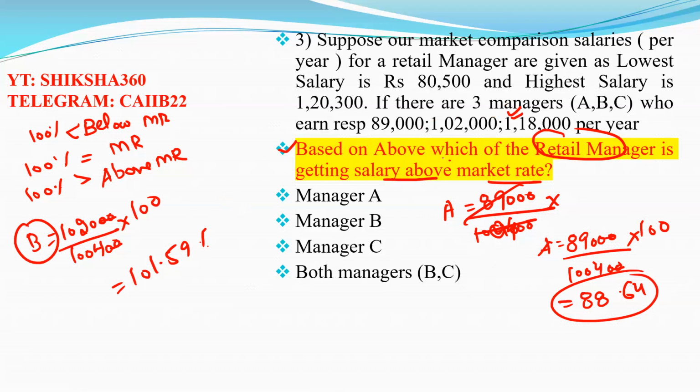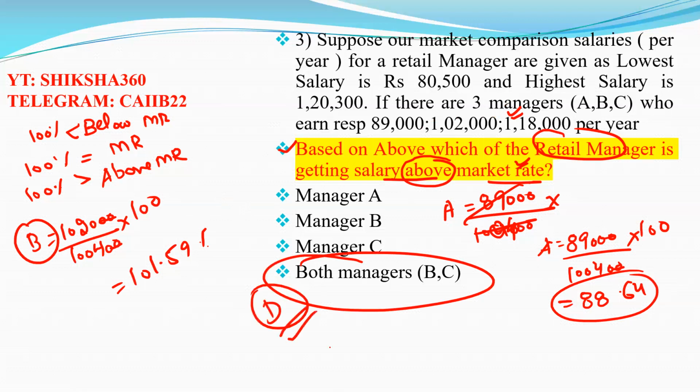So which of the following managers is getting salary above market rate? Both B and C. Option number D is the answer. Why will we give the answer even without calculating? Because if B gets above 100%, then definitely C will also get above the 100%. So option number D is the answer.